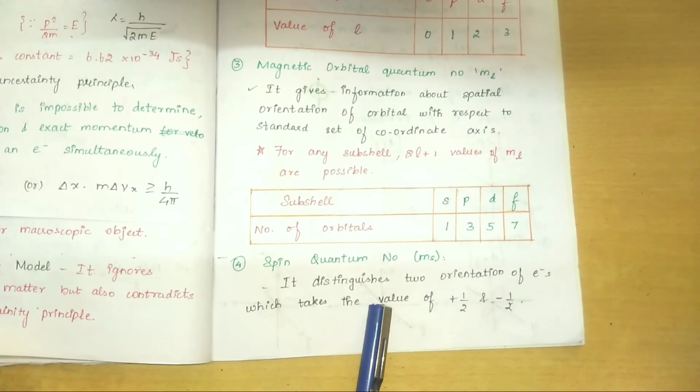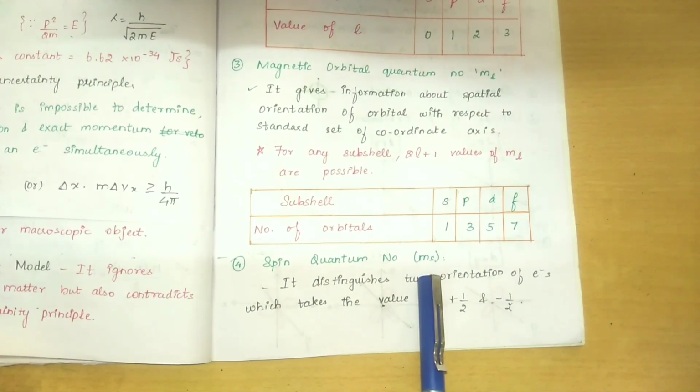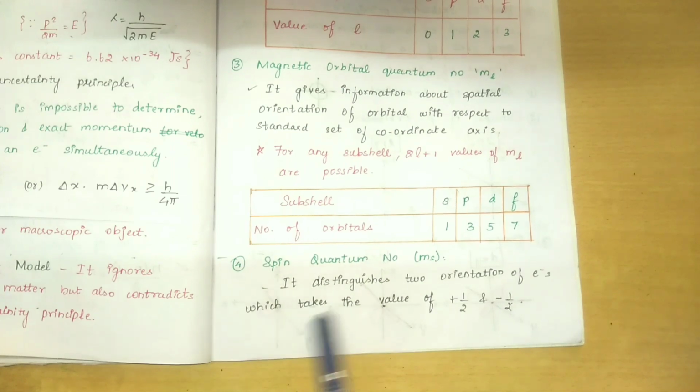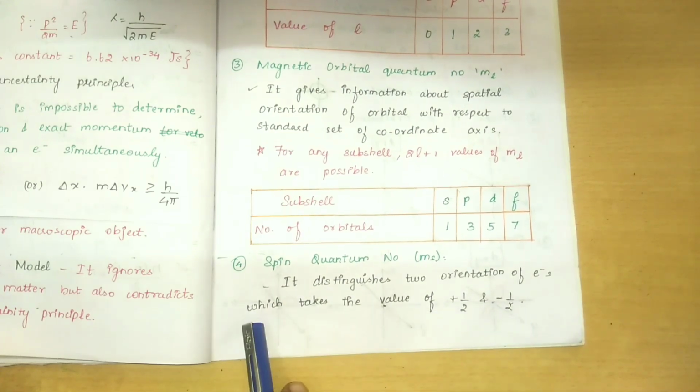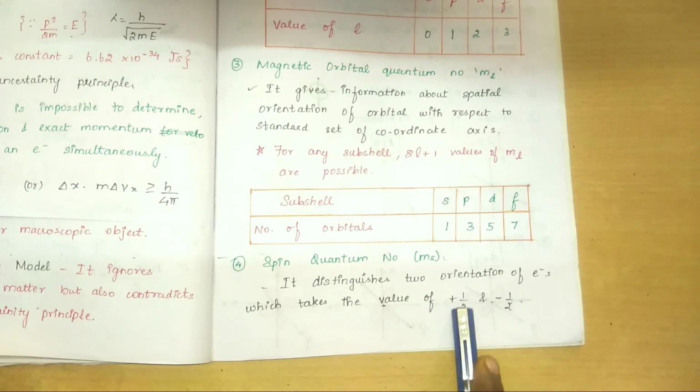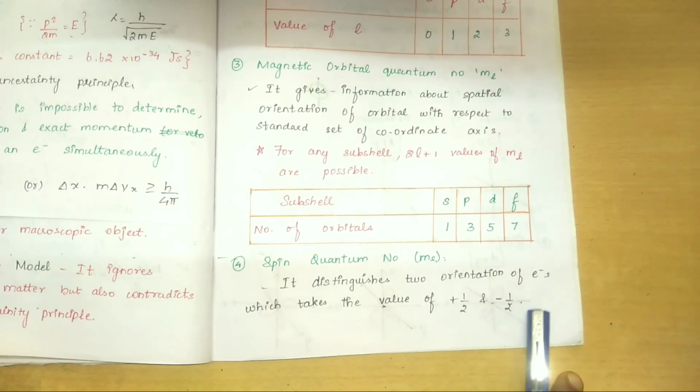Then the spin quantum number, denoted as ms, distinguishes the orientation of the two electrons, and it takes the value of positive 1/2 and negative 1/2.